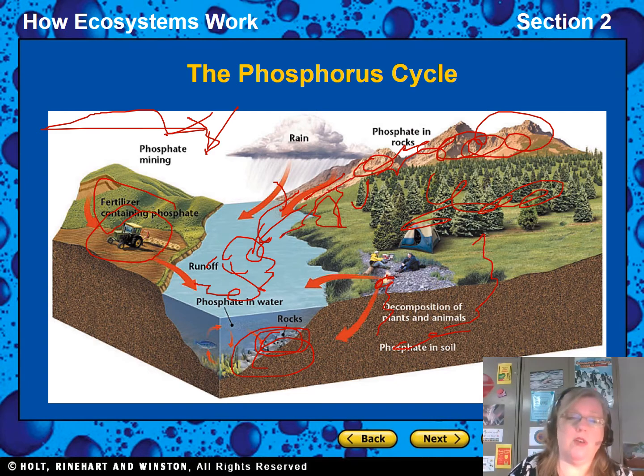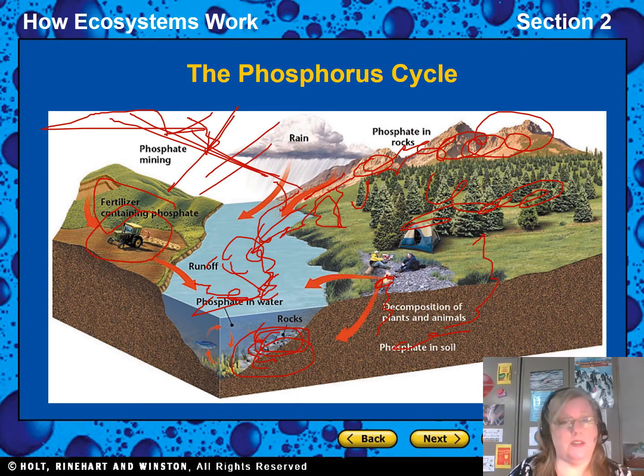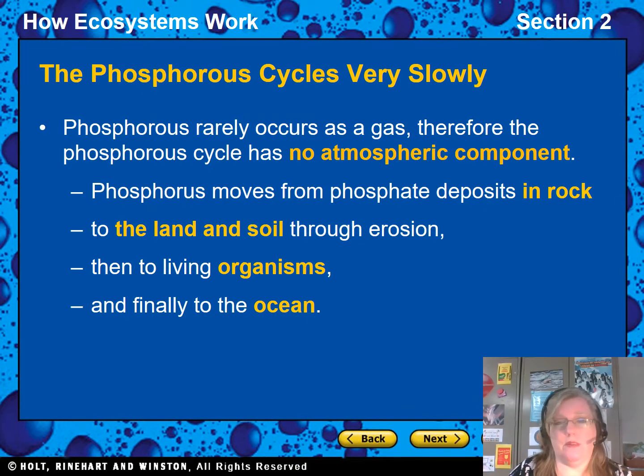It's going to erode down from the mountainsides in the water, and then it'll build up in the water until it makes rocks again. But that never, ever once does it hit the air. Phosphorus does not hit the atmosphere. Okay, so it rarely occurs as a gas, and therefore it has no atmospheric component.